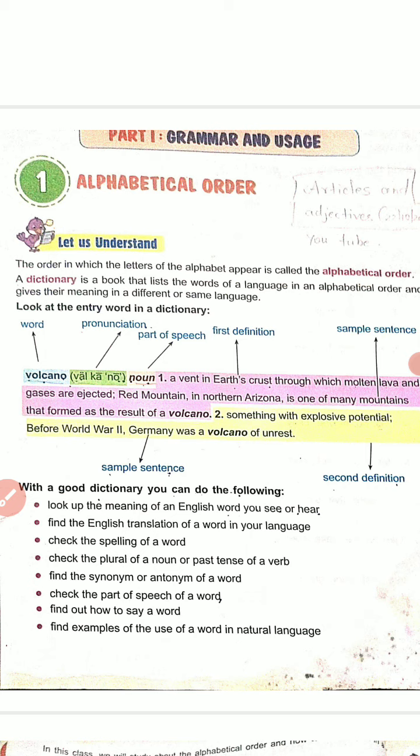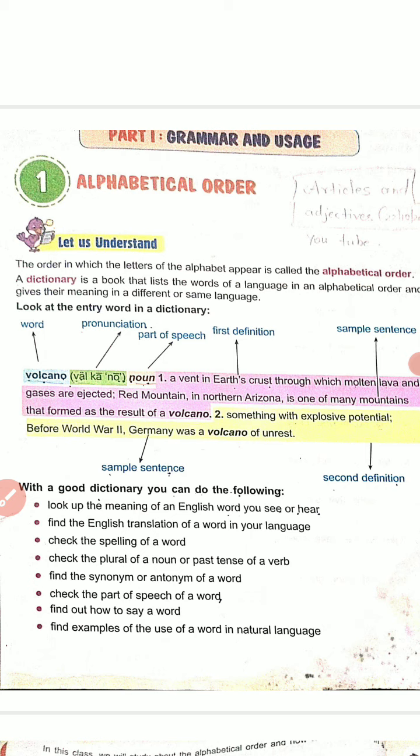A dictionary is a book that lists the words of a language in alphabetical order and gives their meaning in a different or the same language. Alphabetical order, the sequence in which our alphabets come, like A, then after B, then after C, D, E, that is called alphabetical order. And what is a dictionary? In a dictionary, words are given with their meaning in the same language or maybe another language also.